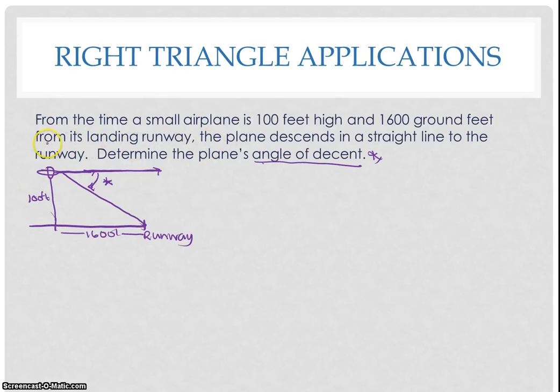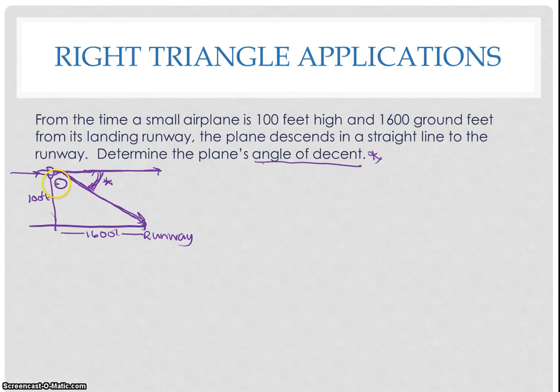So the plane, it says, is going to descend in a straight line to the runway. So the plane is going to travel along this path right now. So it had been traveling parallel to the ground. So its angle of descent is this angle down here where it changes its path towards where it's going. So I want to find that angle of descent.